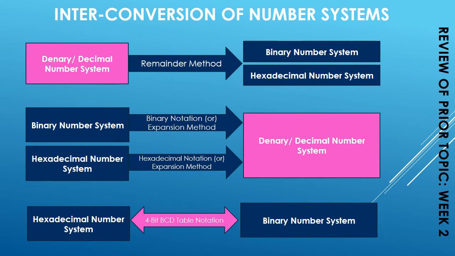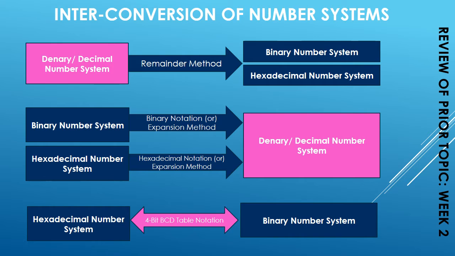To learn the methods of interconversion of number systems, this diagram may help. If you are given a denary or decimal number and you are asked to convert it into the binary number or into the equivalent hexadecimal number, then you will be using the remainder method. If you are given a binary number system or a hexadecimal number system and you are asked to convert it into the equivalent denary or decimal number system, then you will be using the expansion method. So if you are given a binary number, you will be using the binary notation method, or if you are given a hexadecimal number, you will be using the hexadecimal notation method.